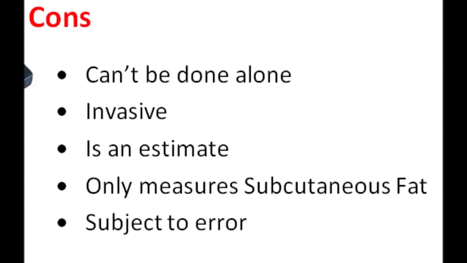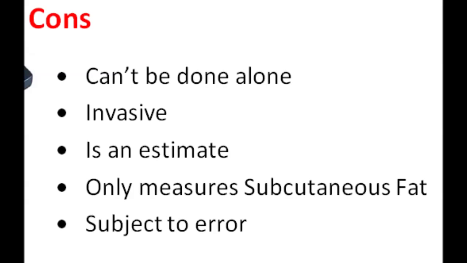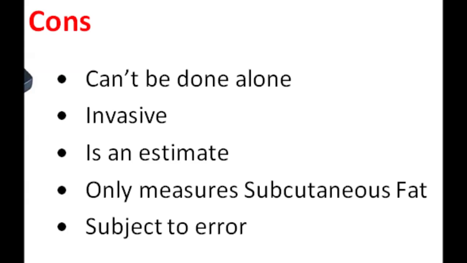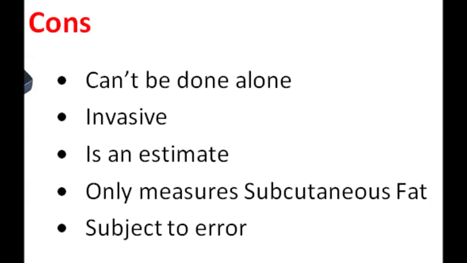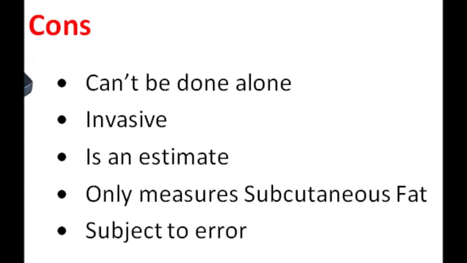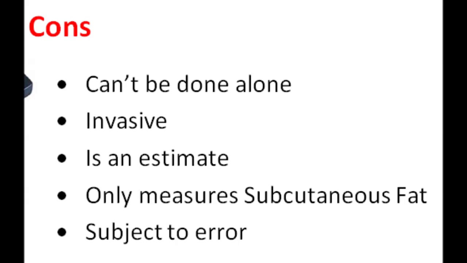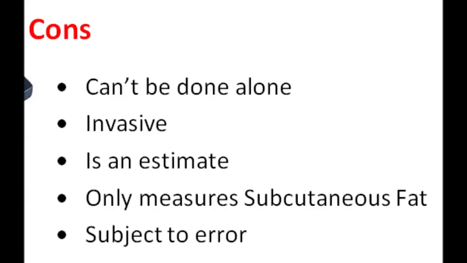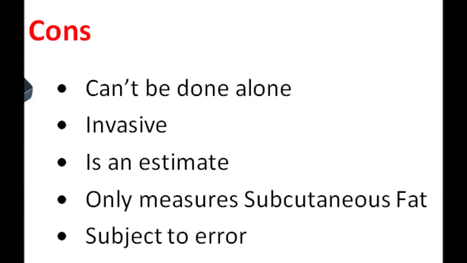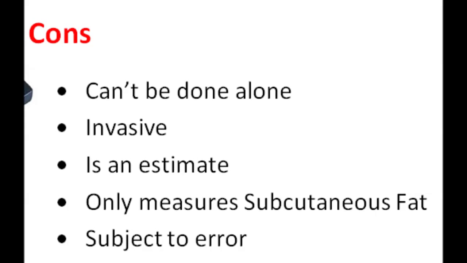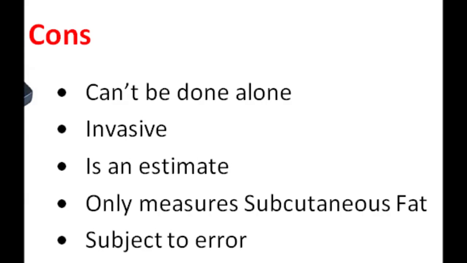And one of the last cons, this one's not really a con, but it's something you need to consider, is that the proper technique requires a lot of training. So if someone who isn't properly trained is taking the measurements, then that could give you some false readings and false information about your body fat percentage. And these were just some of the pros and cons of using skinfold measurements as a way of assessing your total body fat.